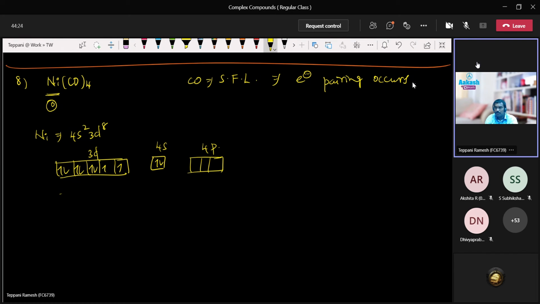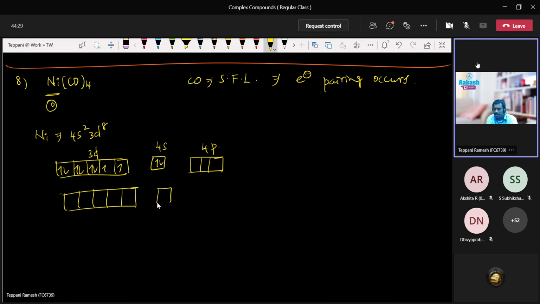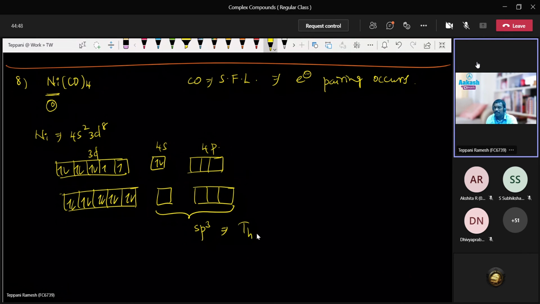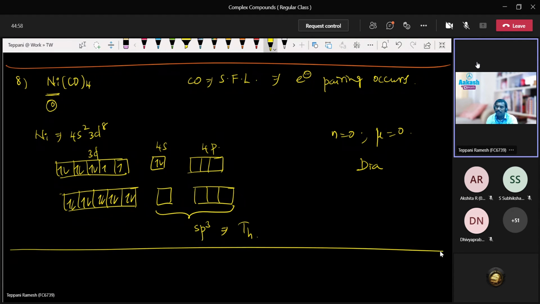Even against Hund's rule, here the Aufbau rule is also violated. Before filling, yes. Here electrons are paired everywhere: 8 plus 2, 10 electrons filled. Then sp3, tetrahedral. We can draw the structure again and again; I need not draw. n equal to 0, mu equal to 0, diamagnetic. Understand?